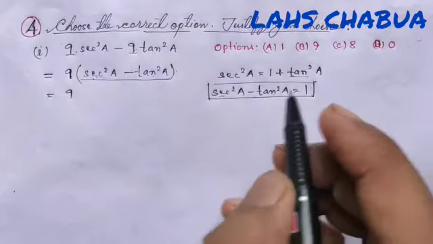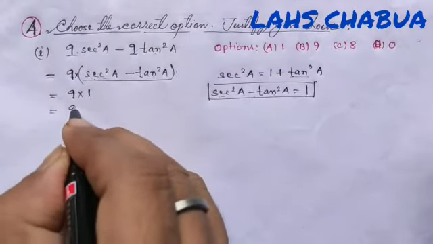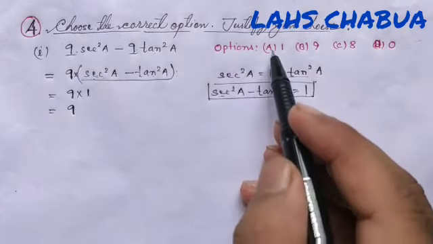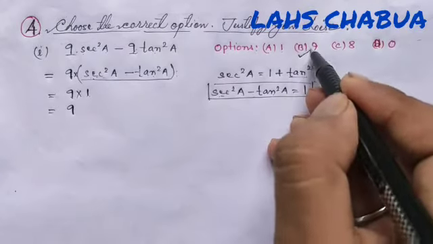And how are they related? With multiplication. 9 into, for this value, we are going to write 1. So the answer we got is 9, 1 into 9 is 9. So you can see whether 9 is given in the options or not. The first option is 1, the second option is 9. So this is the correct answer, second one, option B.